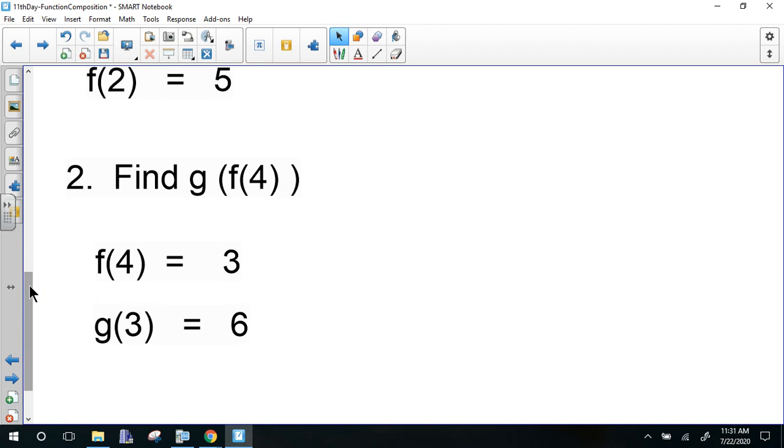So take whichever one's inside first, find that answer, and then work your way to the outside.